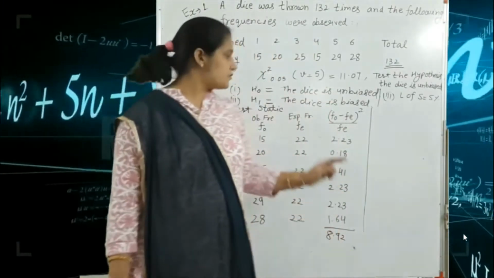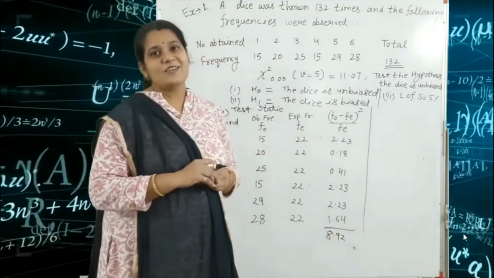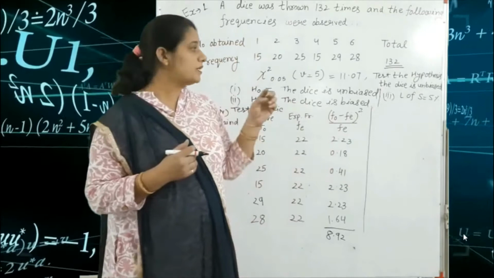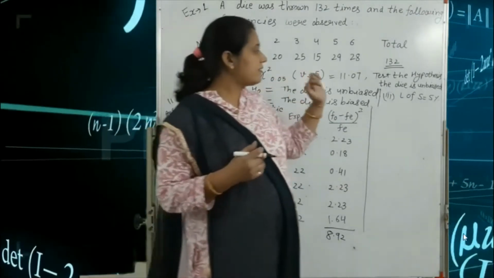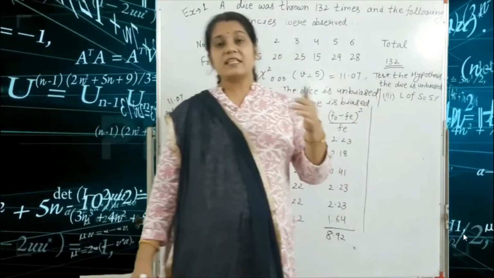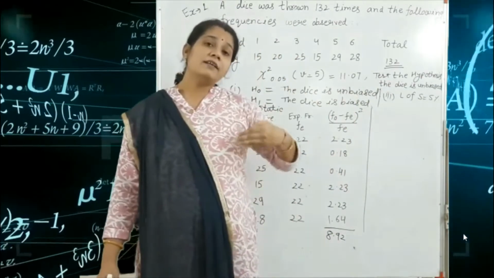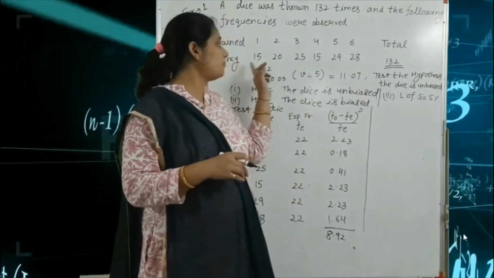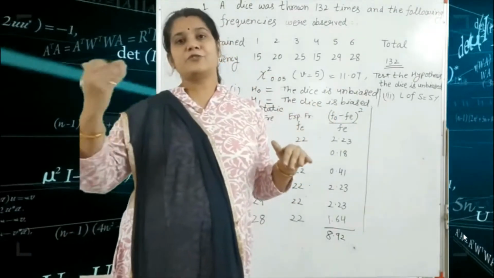Okay, next one is the expected frequency. So how do we find the expected frequency? First, you listen and read carefully. The dice is unbiased. This is our hypothesis. If a dice is unbiased, the frequency is equal for getting 1, 2, 3, 4, 5, 6.